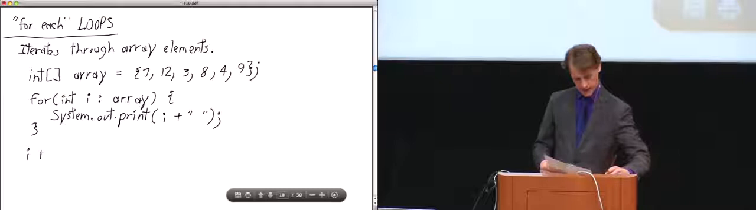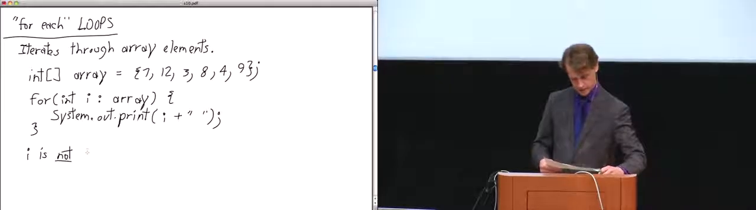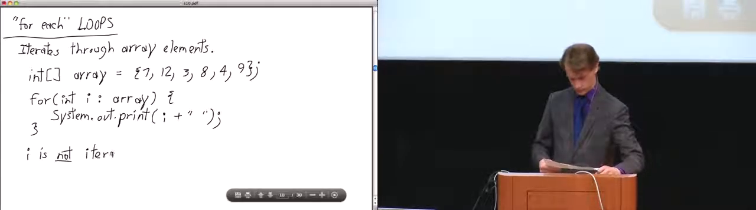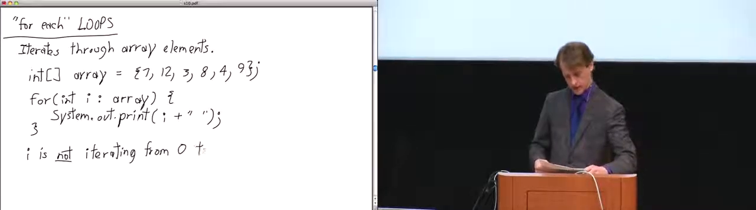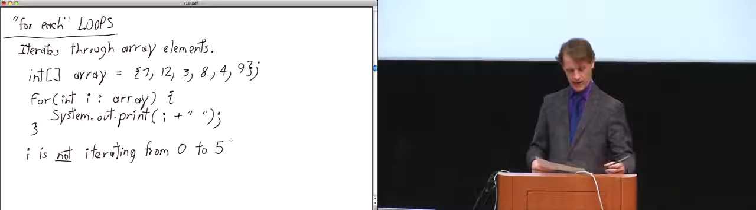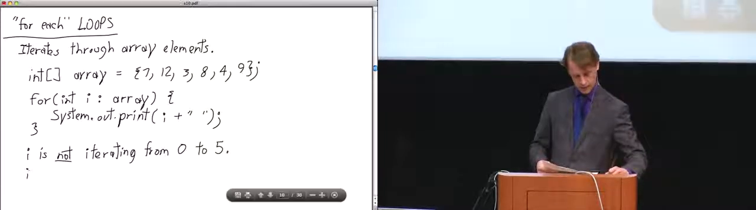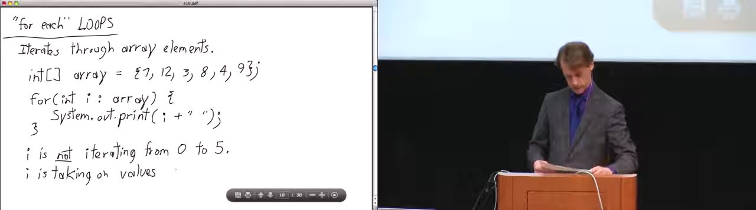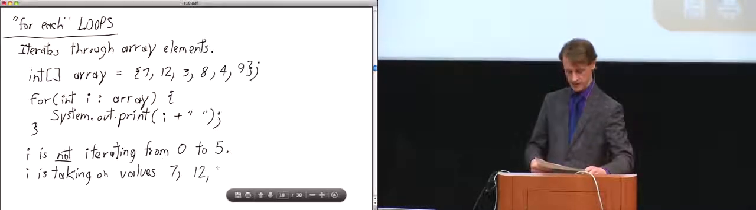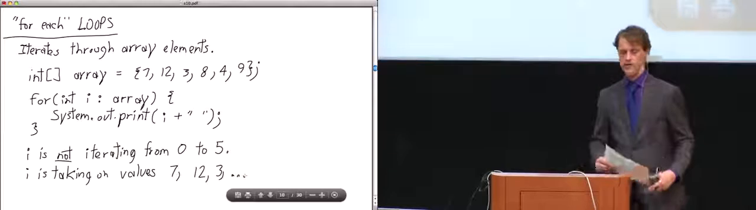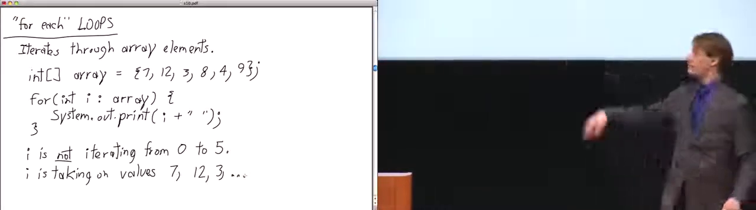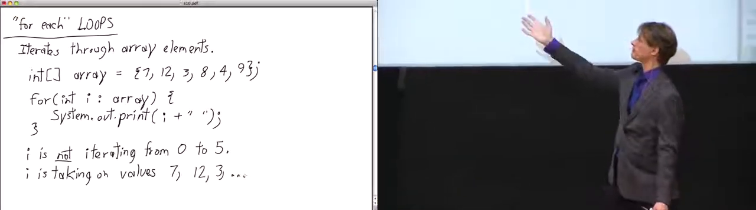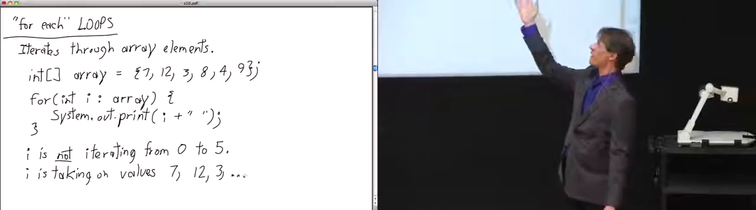So let me make clear that I is not iterating like a normal for loop. It's not iterating from 0 to 5. You do not have the array index at all. What I is doing is it's taking on the values seven on the first iteration, then 12 on the second iteration, then 3 on the third iteration, and so forth. And so what this loop will do is it will print the string 7, 12, 3, 8, 4, 9.